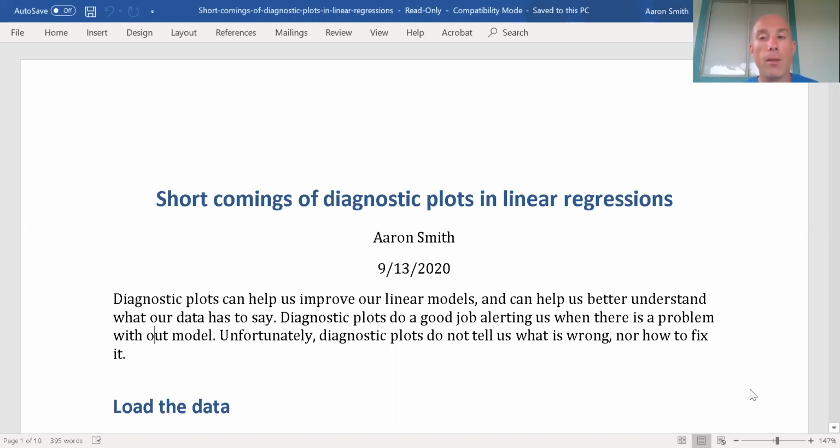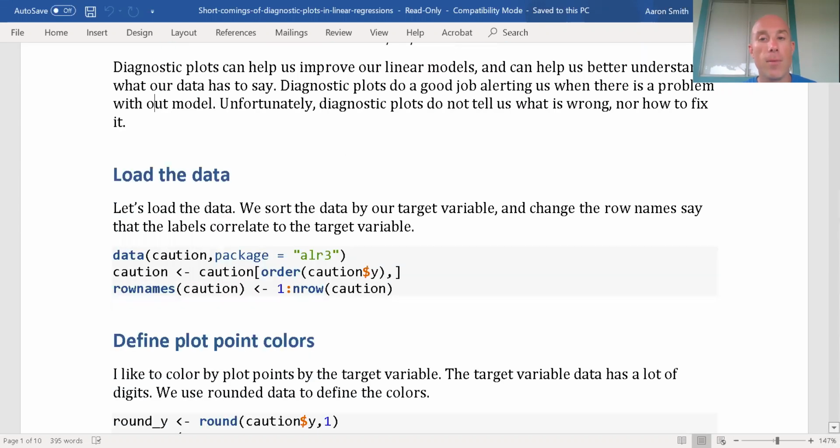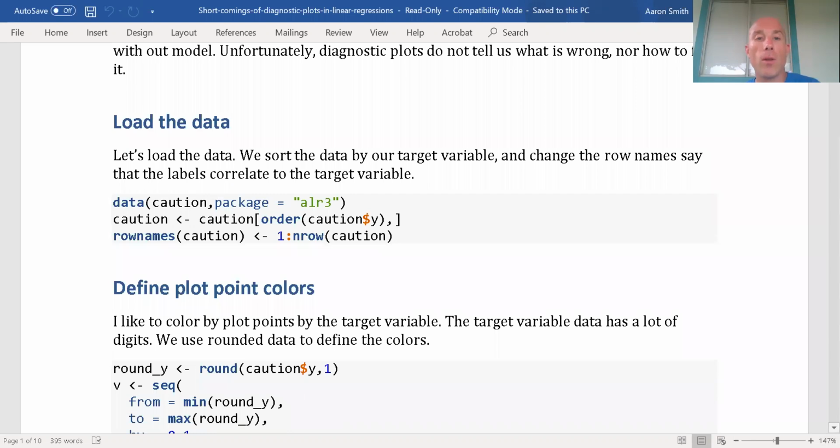All right, so let's go ahead and load the data. This is from the ALR3 package, the Applied Linear Regression book, edition 3. And I'm going to sort the data by the target variable.